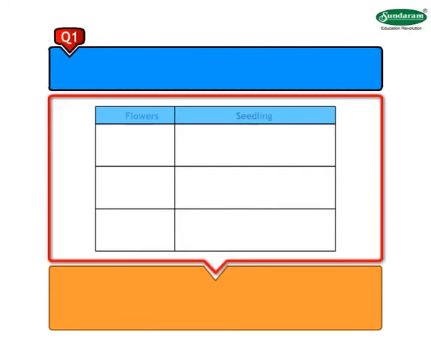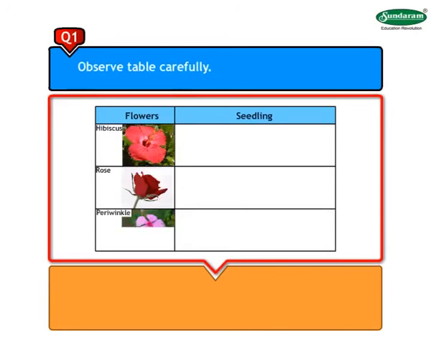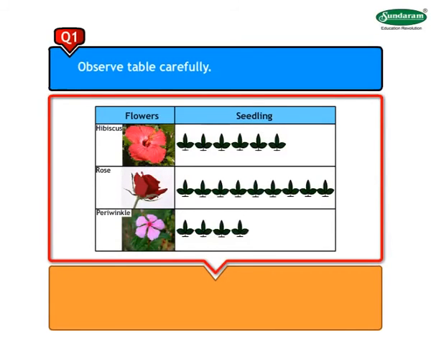Let us solve an example from exercise 21. Question 1. Observe the table carefully. 3 types of flowers are shown under the column Flowers. The second column is the column of the number of seedlings of each type of flower. Let us now frame a few related questions and give answers for the same.